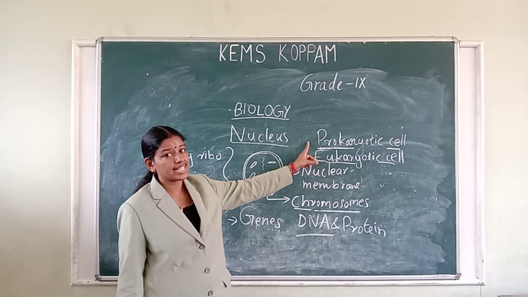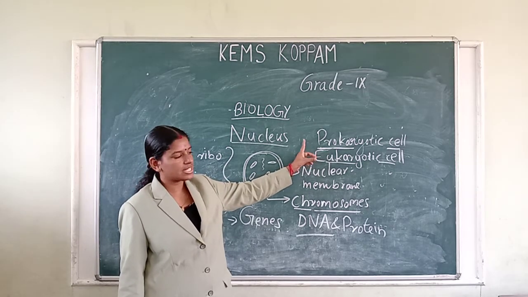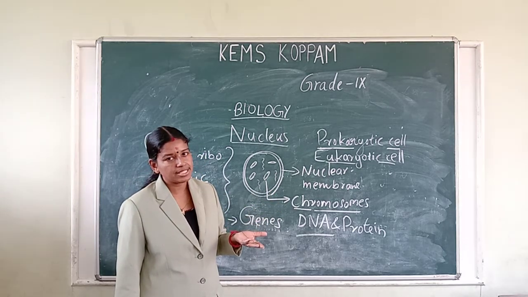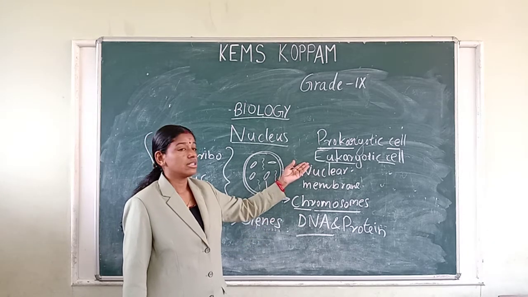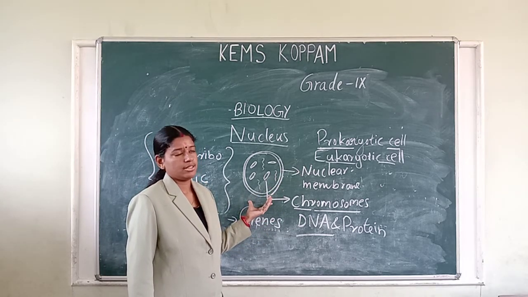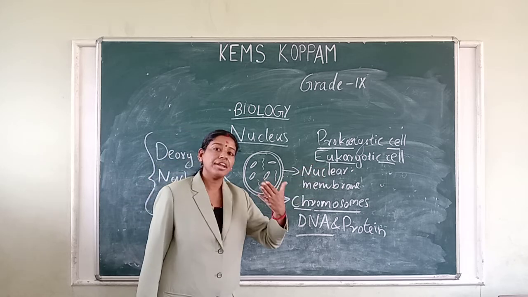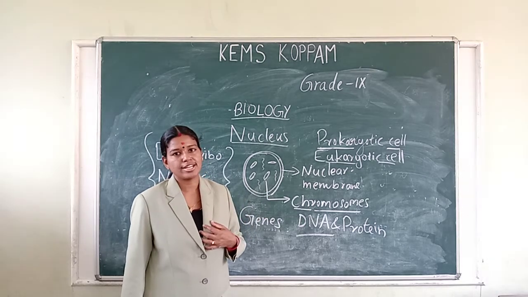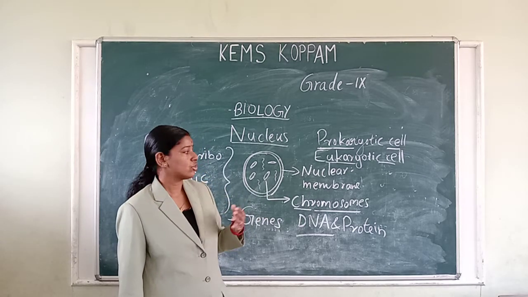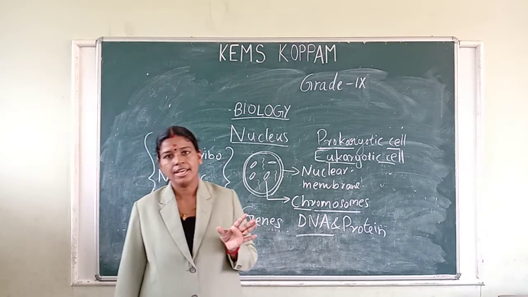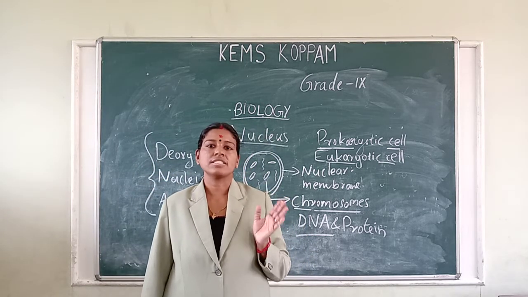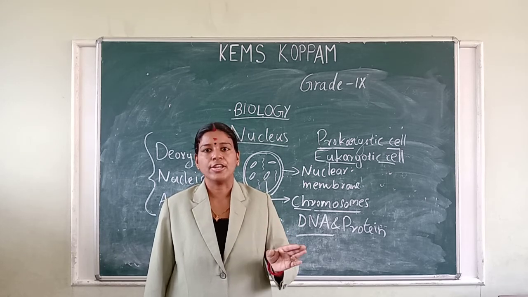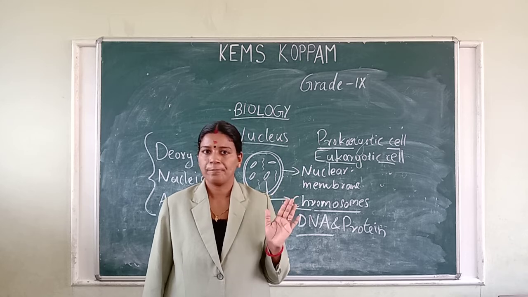Prokaryotic cells are those in which the nucleus is primitive, not completely developed. The nuclear envelope will be absent, and some of the cell organelles are absent. Eukaryotic cells are advanced types of cells, meaning the nuclear envelope will be present and all the cell organelles are present. So the nucleus plays a very important role in cell division as well as cell reproduction. This is a major important part of a cell, the central main core.